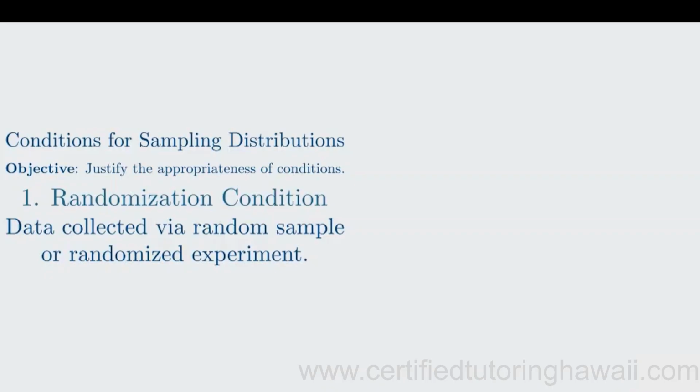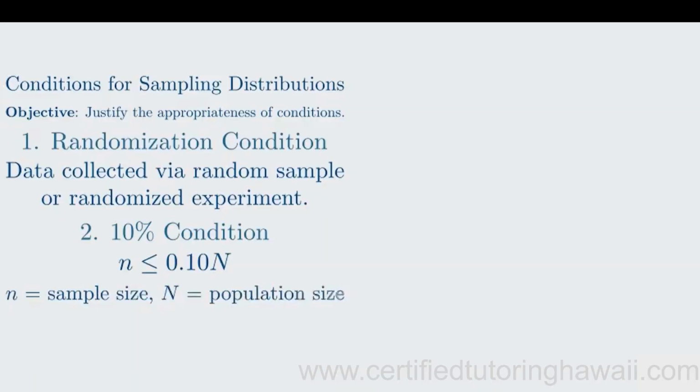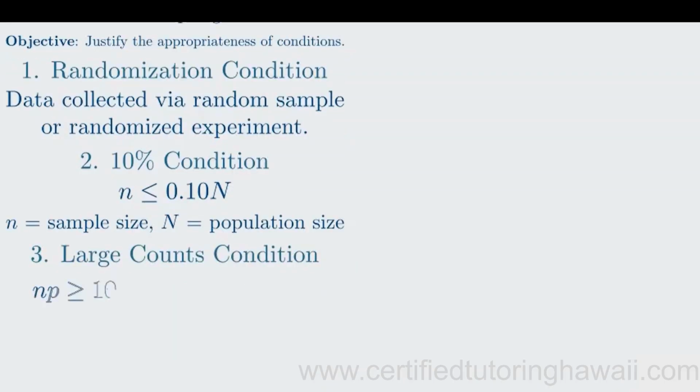The second is the 10% condition. This is specifically for when we sample without replacement from a finite population. Mathematically, we need the individual observations to be independent. If we take too large a chunk of a population, the probability of picking a certain type of individual changes as we remove people. Keeping our sample under 10% of the total population allows us to treat the observations as virtually independent. Finally, we have the large counts condition, which determines the shape of our distribution.